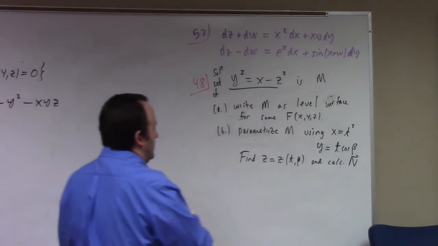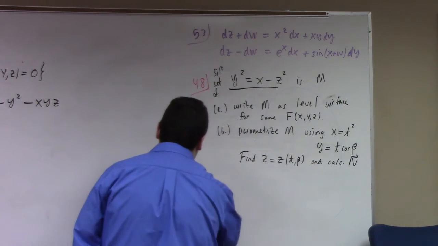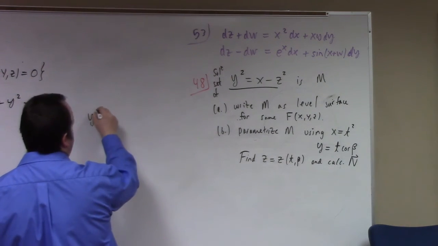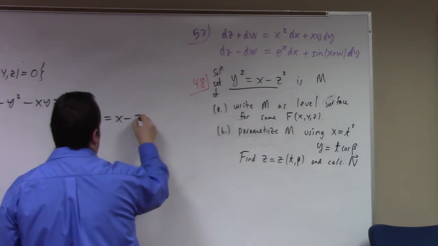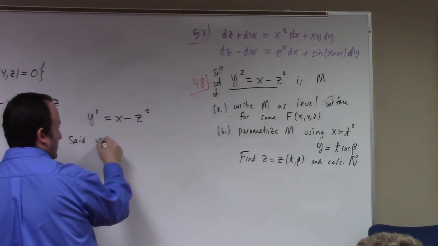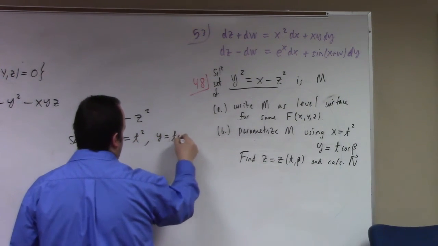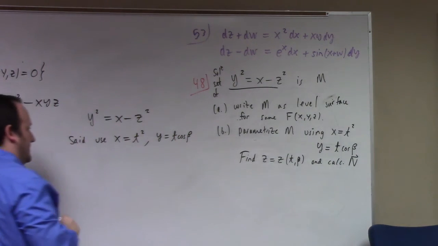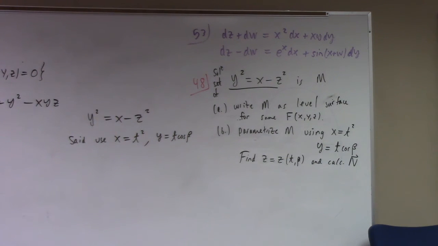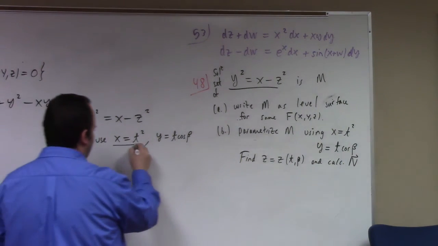Part B, to figure out what z is, I've got y squared equals x minus z squared, and I already said use x equals t squared, and y is equal to t cosine beta. Hopefully that's a help, not a hurt. It's a helpy hint, not a hurty hint. I don't know, we'll find out soon. What's that? I think it's good. It's good? Okay, it worked for you?